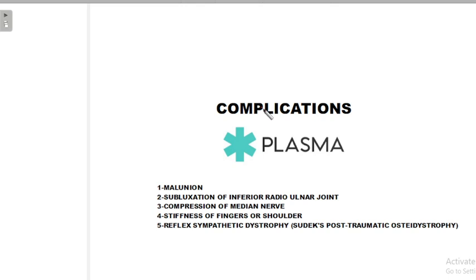Now we'll talk about the complications. So first is malunion, right? And second is subluxation of the inferior radio-ulnar joint. Third is compression of the median nerve. Fourth is stiffness of fingers or shoulder. Fifth is reflex sympathetic dystrophy, that is Sudeck's post-traumatic osteodystrophy, right?